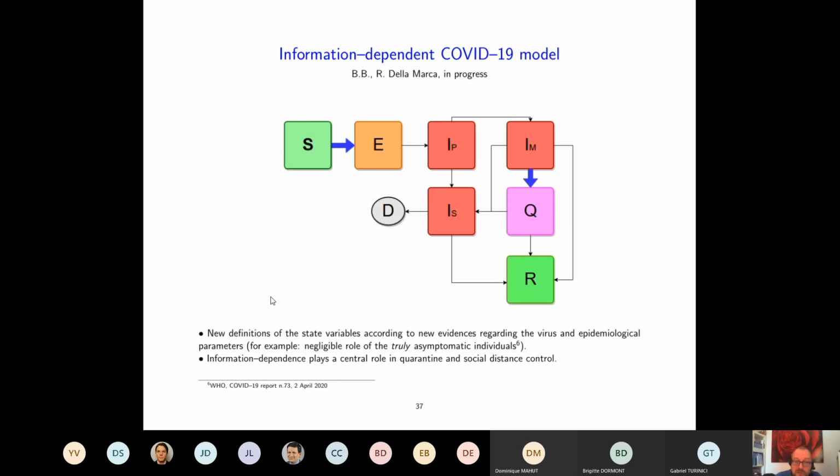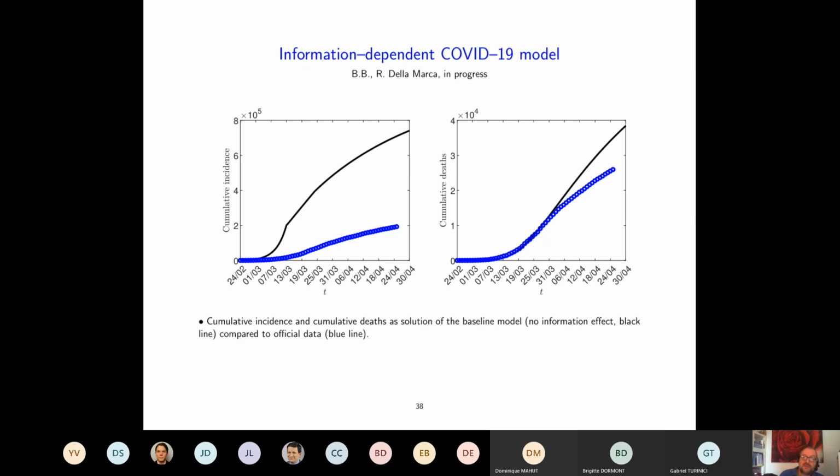And of course, if you try to use this approach, these two blue arrows represent the points where information may play a very central role: in social distance control and also in quarantine. As we can see every day, just by looking at the mass media, TV or other news, it's very difficult to contain the people in a house.